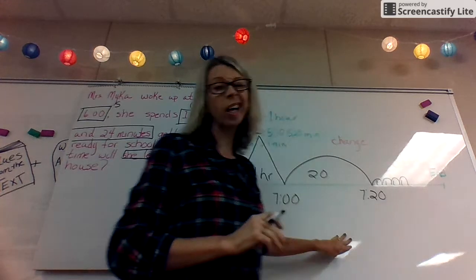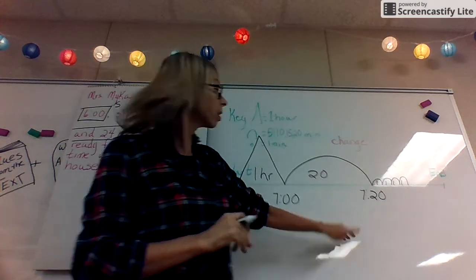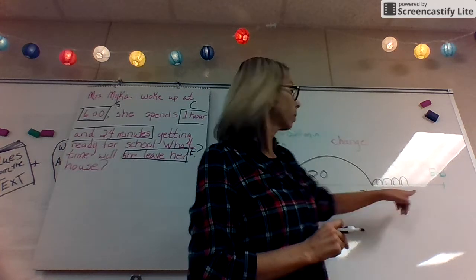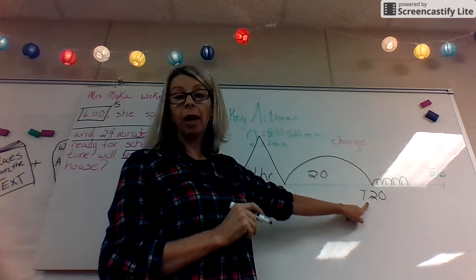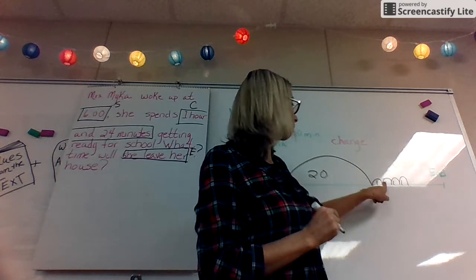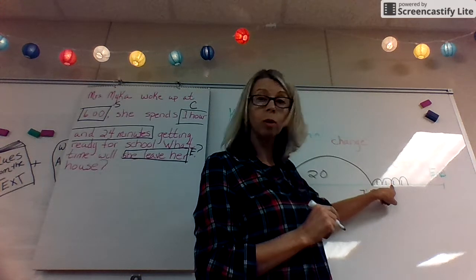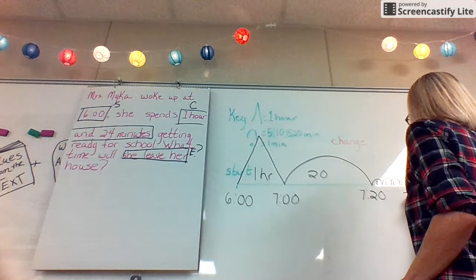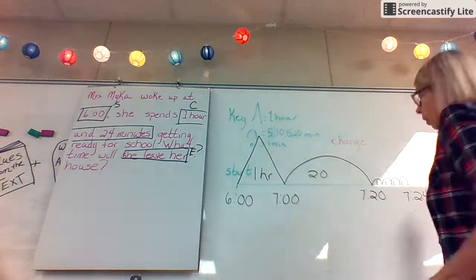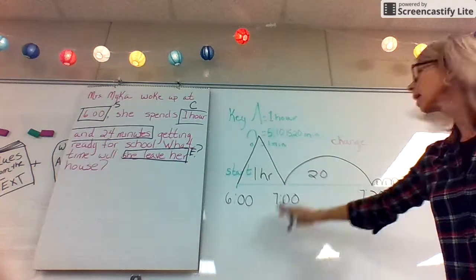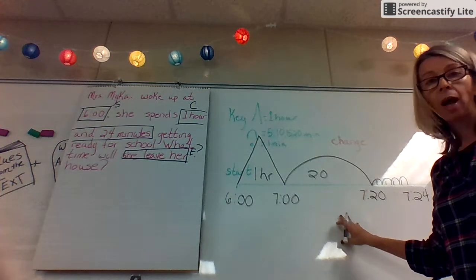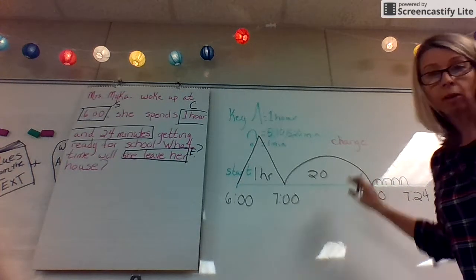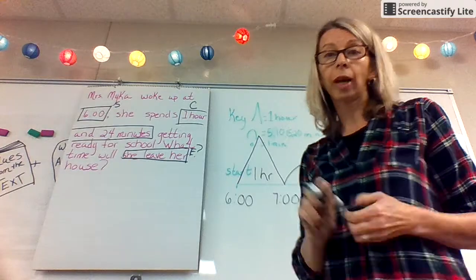Now, when we do the rocks, I don't require students to label every single additional minute unless they're really struggling. So I'll just have them count up and say 7:20, 7:21, 7:22, 7:23, 7:24. And label 7:24. So that is the mountains, hills, and rocks method of calculating elapsed time using a number line. I hope that you find this helpful when working with your child. Thank you.